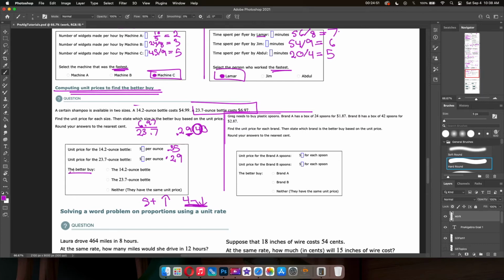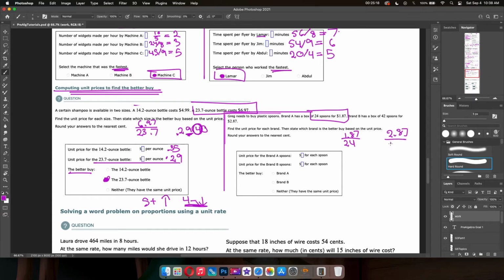And now, which one is the better buy? The 0.29. And what's the 0.29? The 23.7. That's what gets clicked off for the answer for this. Now we get to do it again for a second problem, making sure we're on the same page. So first one, money goes on top, so 1.87 over 24. And what's the second one, just so that I can have it written out?